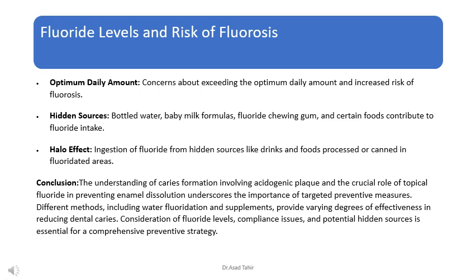Conclusion. Understanding how cavities form from acidic plaque and the importance of topical fluoride in preventing enamel damage highlights the need for targeted prevention. Different methods like fluoridation and supplements offer varying levels of effectiveness in reducing cavities. It's crucial to consider fluoride levels, compliance with recommended dosages, and potential hidden sources to develop a comprehensive preventive strategy.